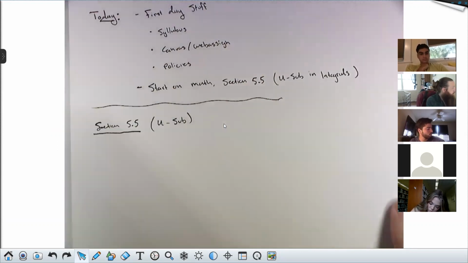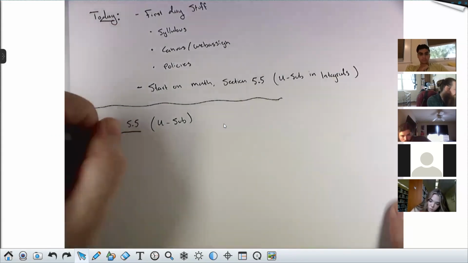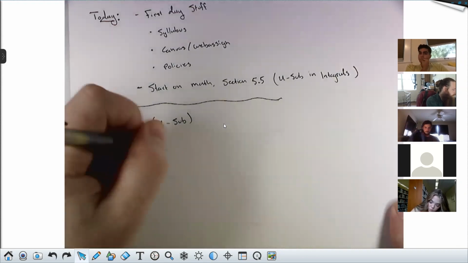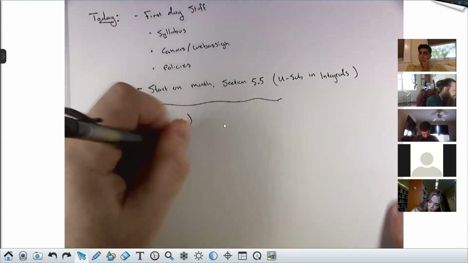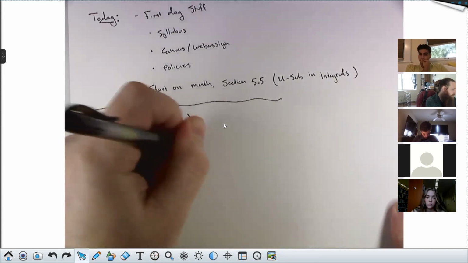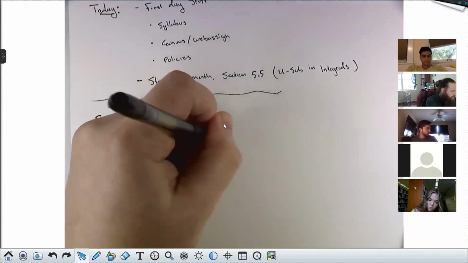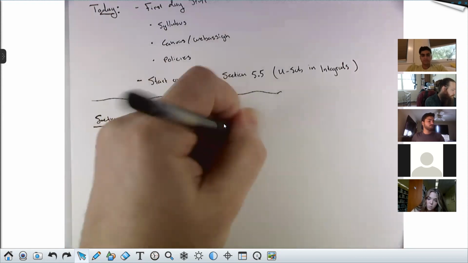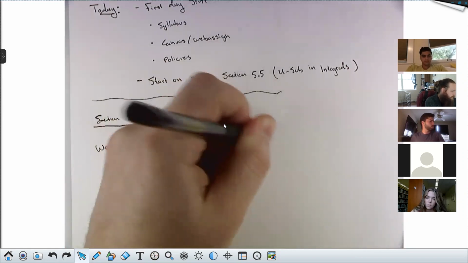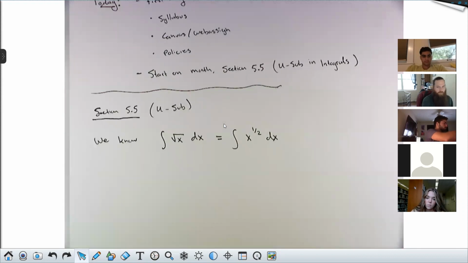So we know how to do, for example, the integral of the square root of x dx. I'm looking for the most general antiderivative of the square root of x. So who has the square root of x as its derivative? We do this using the power rule. I can write the square root of x as x to the 1/2. So make sure you're using good notation. Always write your integrals, always write your dx's.